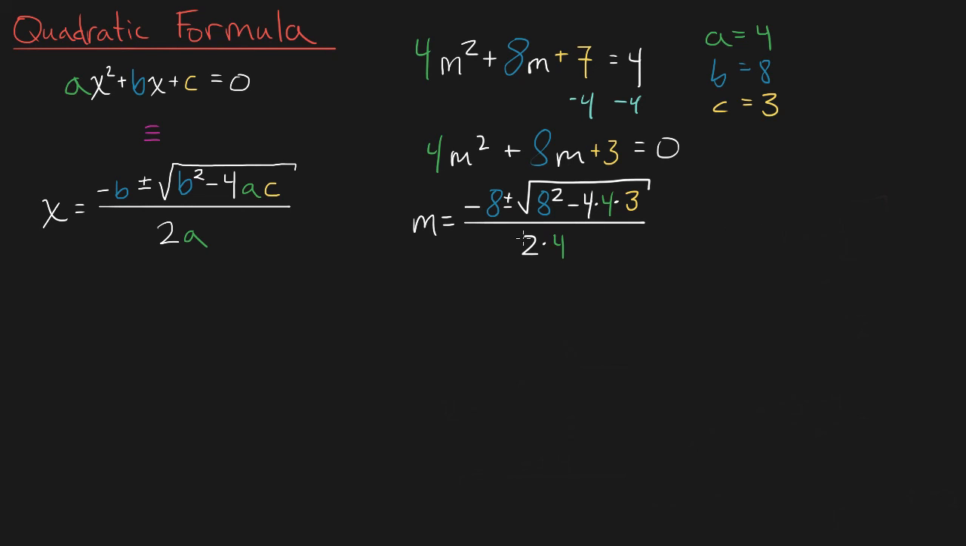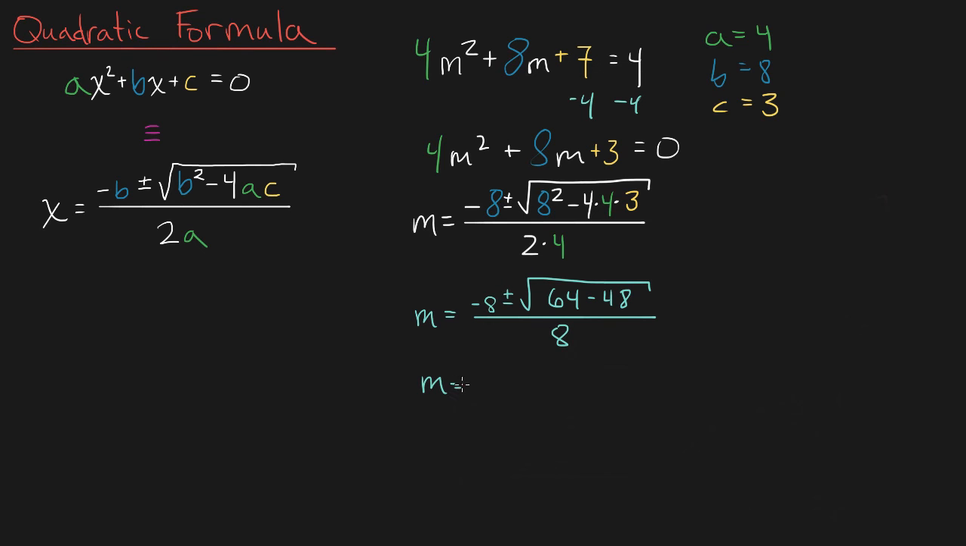Okay, and now from here, all I need to do is simplify the right-hand side, and that will tell me the solution or solutions for this equation. So m is equal to negative 8 plus or minus the square root of 8 squared, which is 64. And then negative 4 times 3, let's see here. 4 times 3 is equal to 12. 12 times 4 is 48, and so that will be negative 48, over 2 times 4, which is 8.